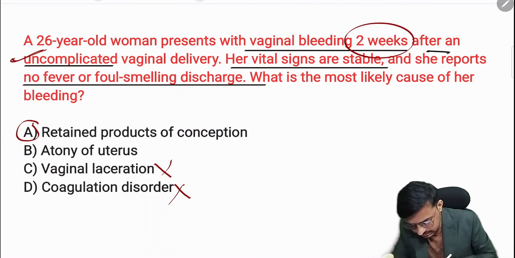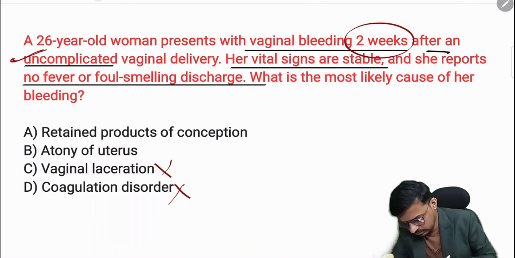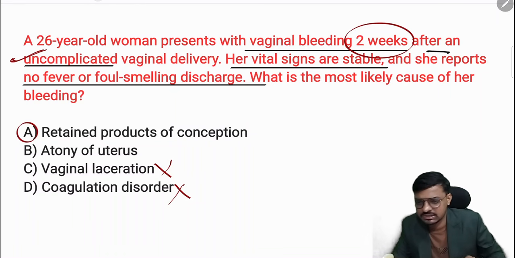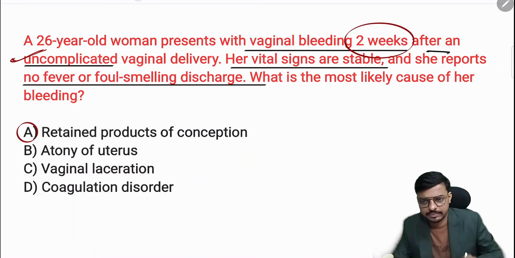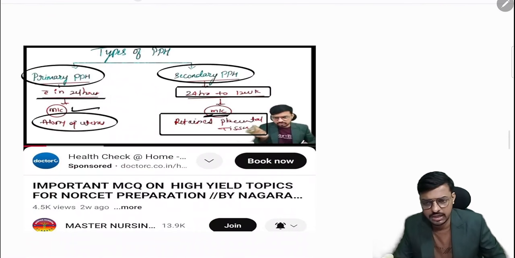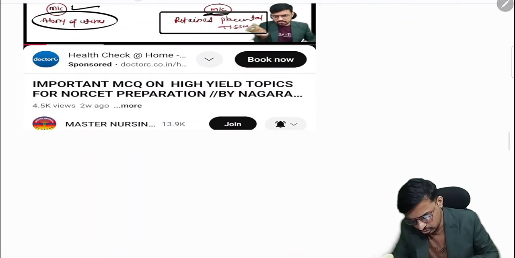Who has given the correct answer as retained placenta? This was your exam question and this was your rank deciding question. Hope it is clear. So the answer for this question goes to option A. This was the same thing I explained to you people, just 2 weeks before the exam.